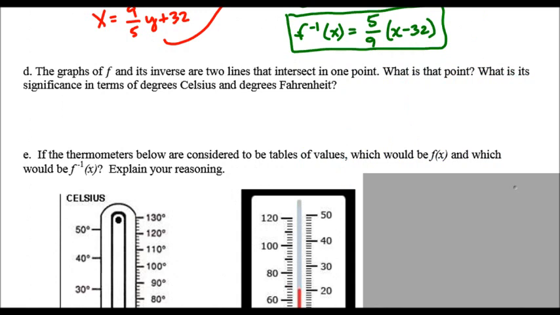All right, and now I'd like you to finish up this activity by looking at parts D and E. Read those to yourself, answer them, and when you're ready, play the recording for the answer.